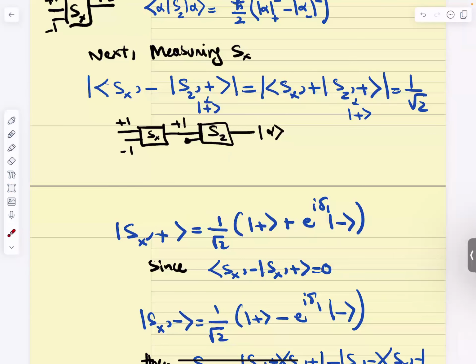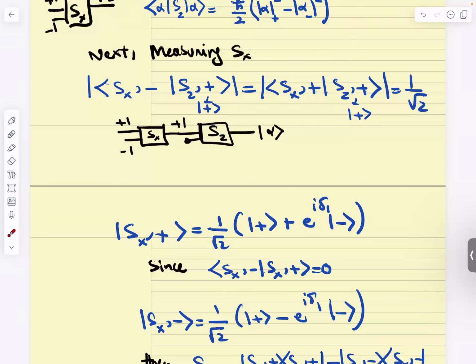It means that whatever the ket Sx plus is, I can expand it in terms of Sz plus and Sz minus, because they provide an orthonormal basis. The absolute value of the component of Sx plus has to be 1 over square root 2. Hence, I put 1 over square root 2 here. However, there could be a relative phase in between them. I could have put the relative phase here.